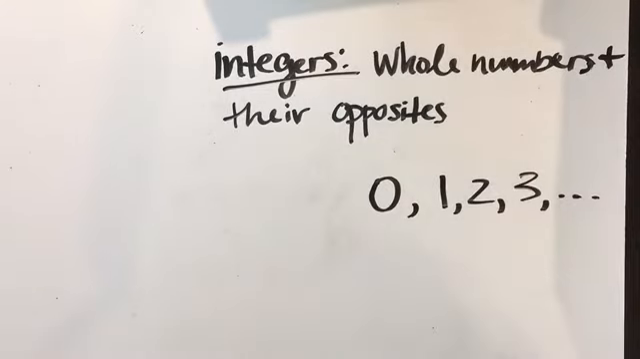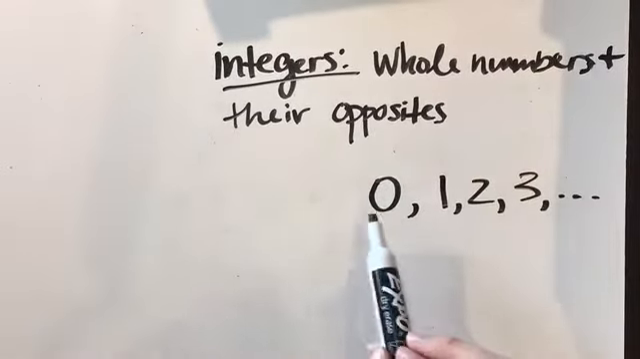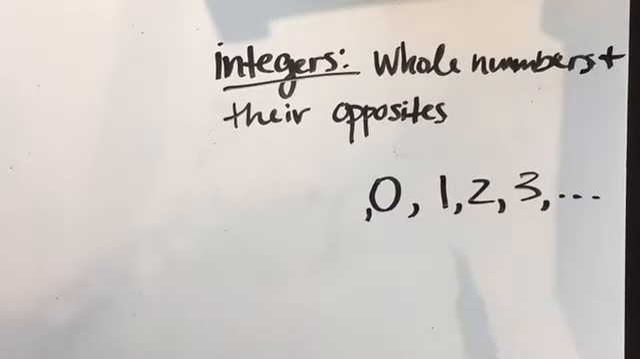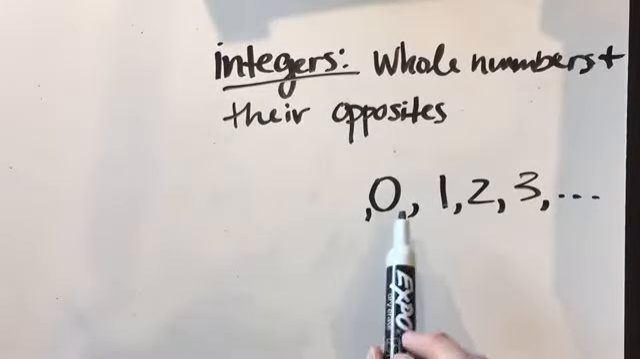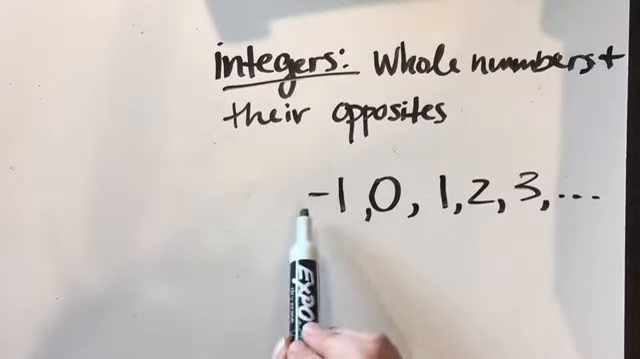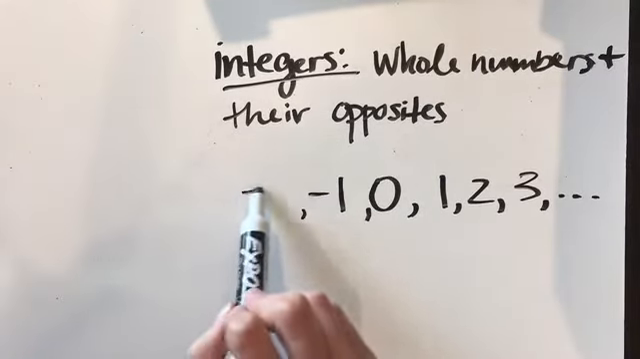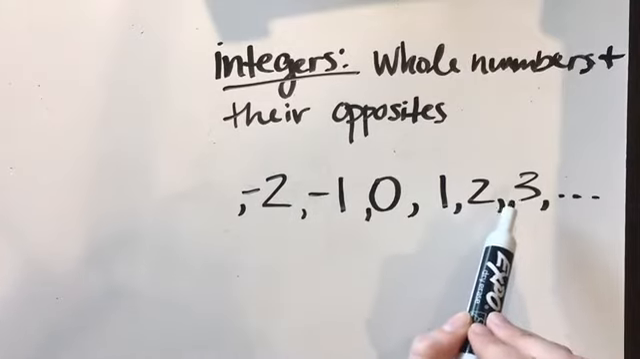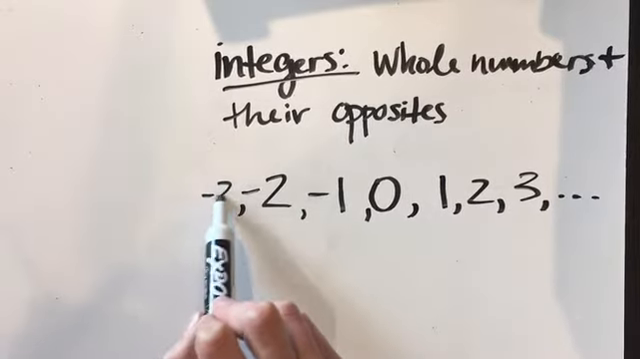4, 5, 1,000, 1,000,000, right? Keeps going. Now, their opposites would be numbers. Now, first of all, what's the opposite of 0? 0. We're not going to list it twice, right? It's just 0. The opposite of 1 is -1. The opposite of 2 is -2. The opposite of 3 is, I gave it away, -3.